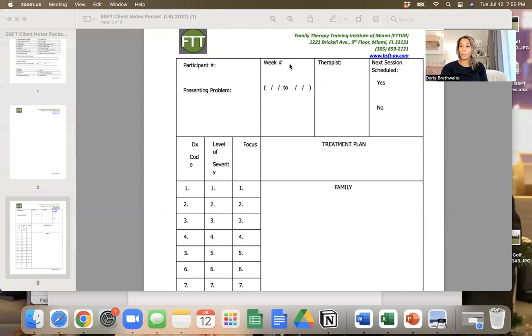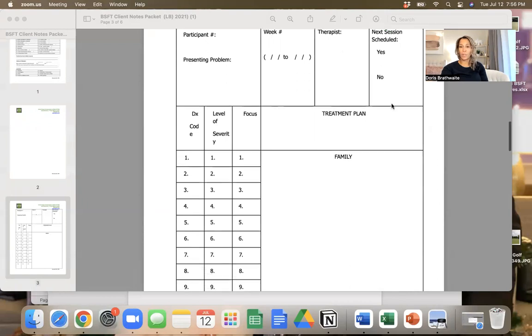Week number: week 2, week 3, week 4. And then the date, right? From 7/1/22 to 7/7/22 is the week frame. Therapist, this course is going to be you. Next session, yes or no? And if yes, identify when the next session is, 7/14/22.